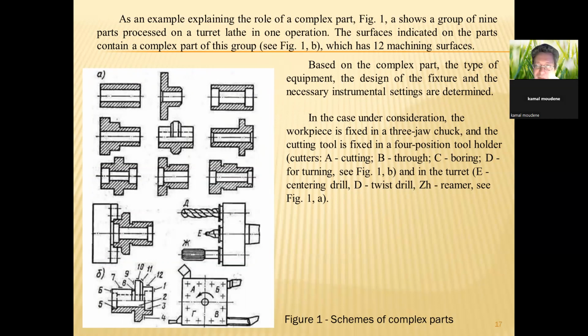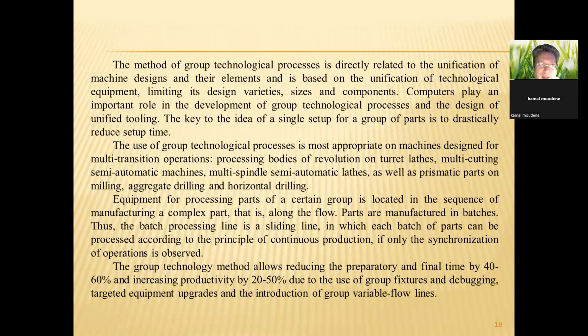Based on the complex part, the type of equipment, the design of the fixture, and the necessary instrumental settings are determined. The method of group technological processes is directly related to the unification of machine designs and their elements and is based on the unification of technological equipment, limiting its design varieties, sizes, and components.